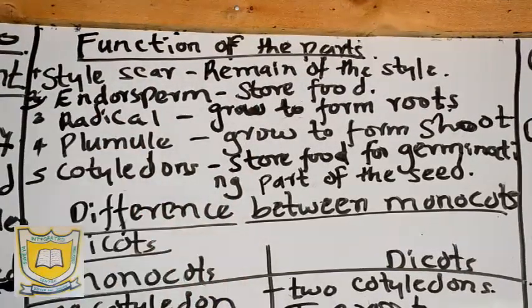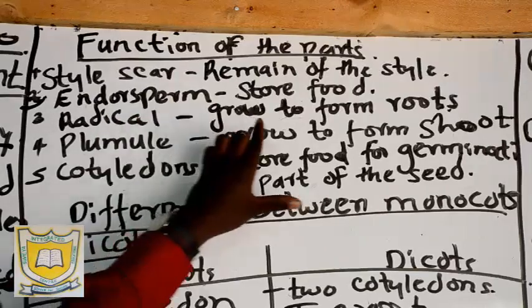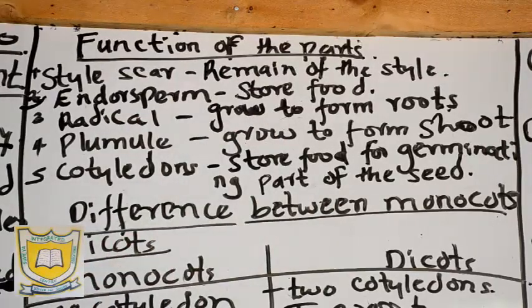When you move to number two, it is the endosperm. Now the endosperm is where the storage of food occurs. Now we said in dicots, the food is stored in the cotyledons.